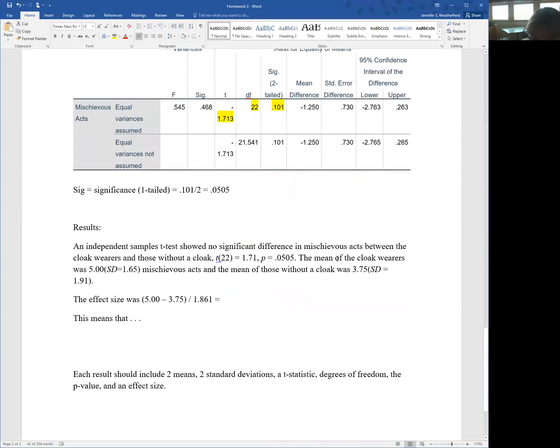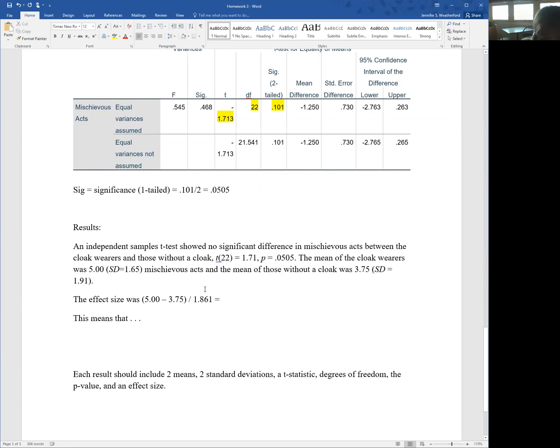So I have the mean of the cloak wearers was 5. I should probably put a space in here. The standard deviation was 1.65. And then the mean of those without the cloak was 3.75. The standard deviation was 1.91.